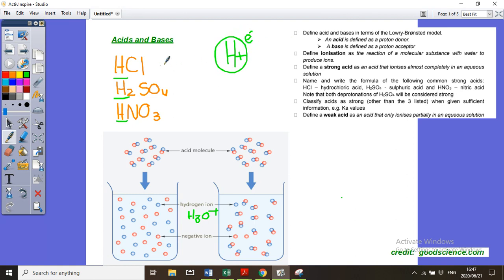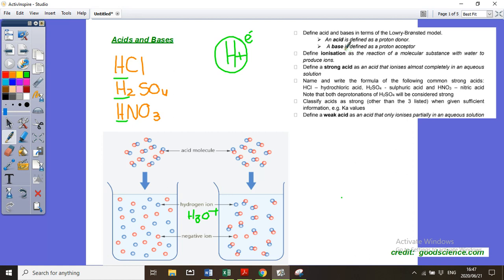When we look at the three strong acids that you need to know, hydrochloric acid, sulfuric acid, and nitric acid, you'll see that they each have a hydrogen available. If you look at the hydrogen atom, it has a positive nucleus, which is the one proton, and the negative electron. If I take that electron away, I am only left with a proton. That's why we can say a proton donor. So an acid is therefore defined as a proton donor.